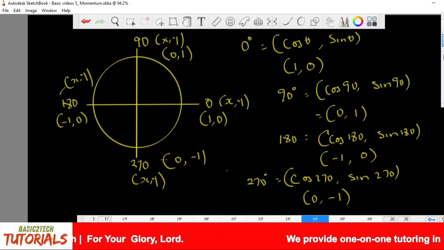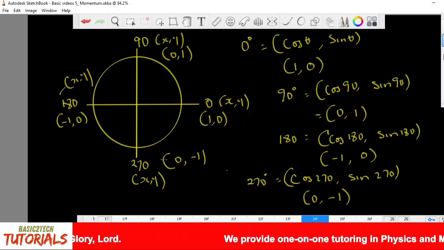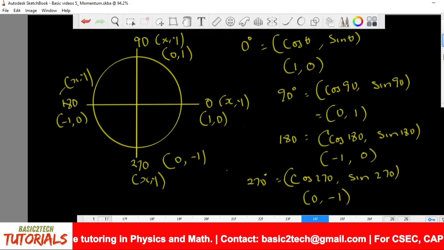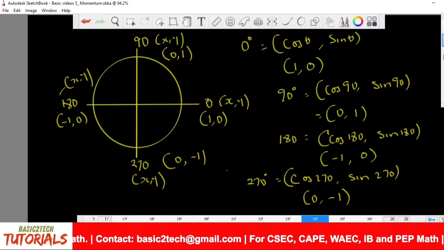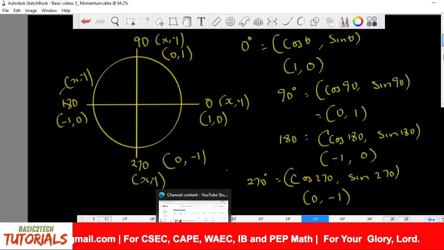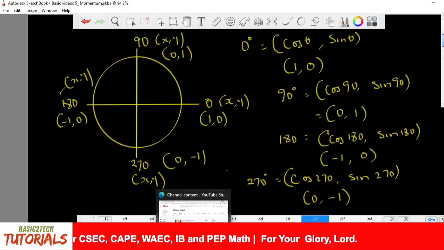So I want us to see the pattern. Cosine reads the across value, while sine reads the up value. You never memorize a thing. You just look at the picture.